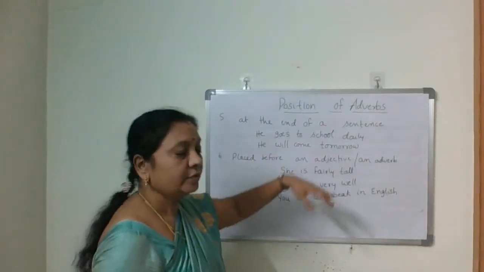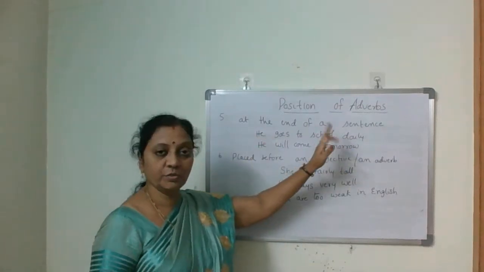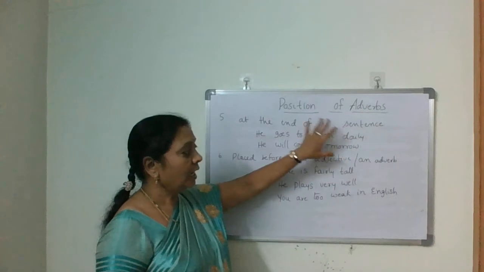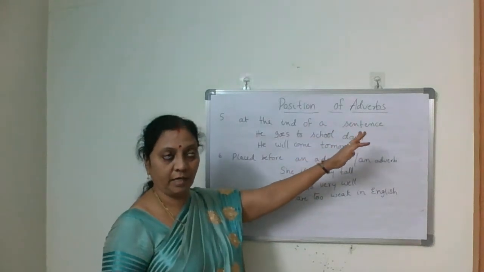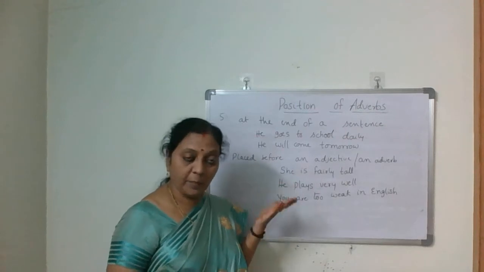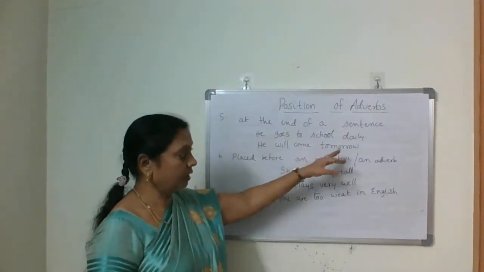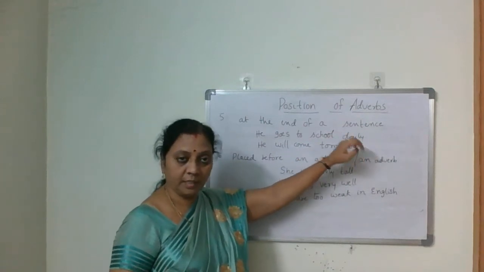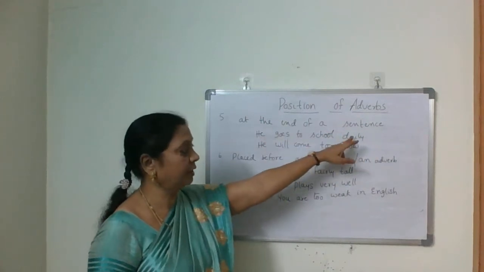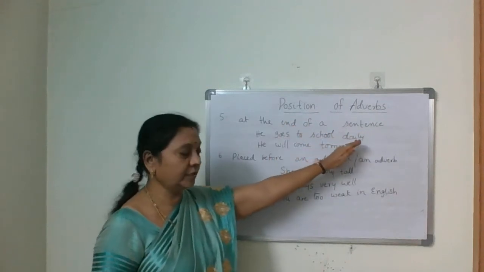At the end of a sentence also, we use the adverbs. He goes to school daily. Mostly adverbs of time we use at the end of the sentence. Like he will come tomorrow. It may rain tonight. So mostly we use them at the end of the sentence, especially adverbs of time.